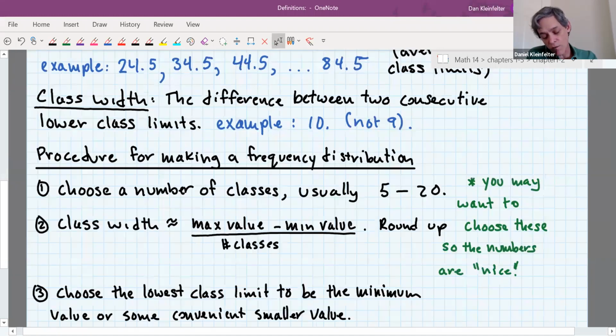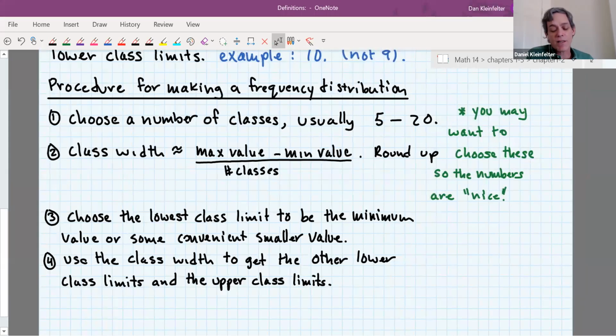Okay, so an overall procedure for making a frequency distribution. If we give you a set of data, how do you make one of these frequency distributions? Basically, you choose a number of classes, and usually it falls between 5 and 20, just because that's basically usually what happens. There's no rule why it has to be 5 to 20, okay? It's just usually that's what happens.